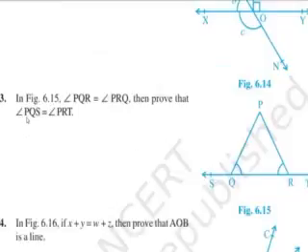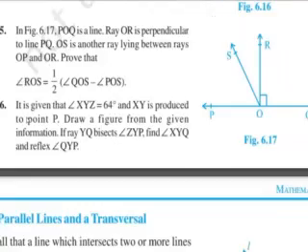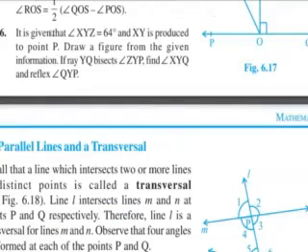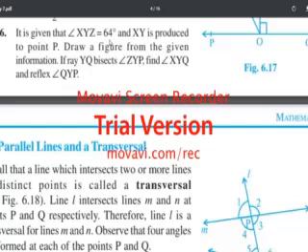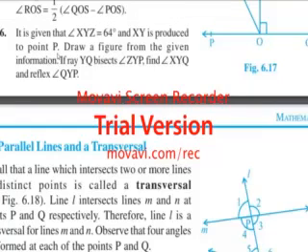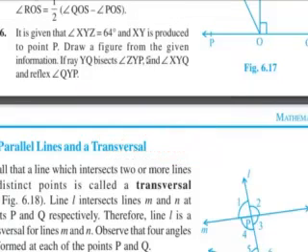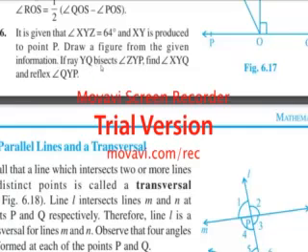Yes. Here you can see question number 6. It is given that angle XYZ is equal to 64 degrees and XY is produced to point P. Draw a figure from the given information. If ray YQ bisects angle ZYP, find XYQ and reflex angle QYP.